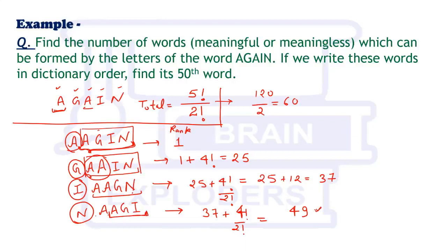So for just the next word, permutation of this last place means only one case is over here. So after this one case, the value of this G will be changed and I will come in its place. So NAAIG is our 50th word.